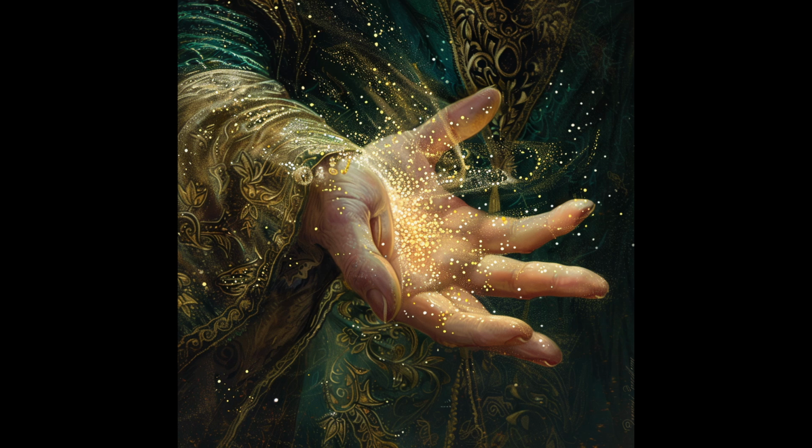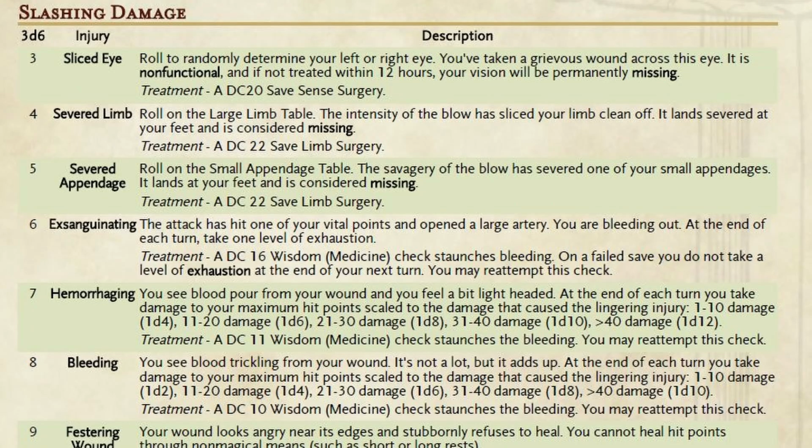So bear that in mind, some of these are RP centric. Let's say just one more slashing damage for the crack, right? So once again, player gets 3 ones. Roll to randomly determine your left or right eye. You've taken a grievous wound across this eye. It is non-functional, and if not treated within 12 hours, your vision will be permanently missing. So treatment is a DC 20 save surgery. So once again, incredibly debilitating for a character.